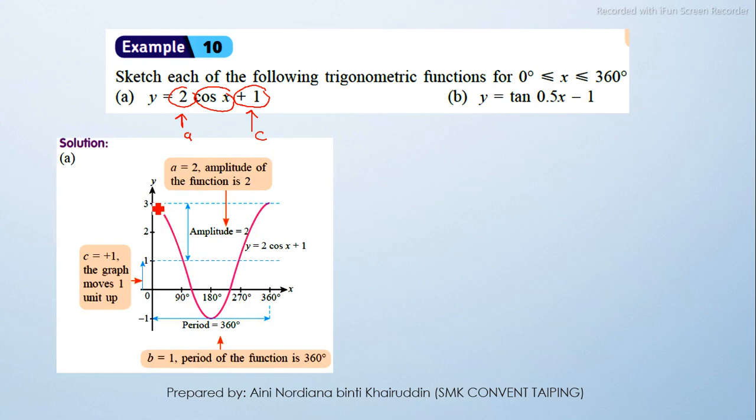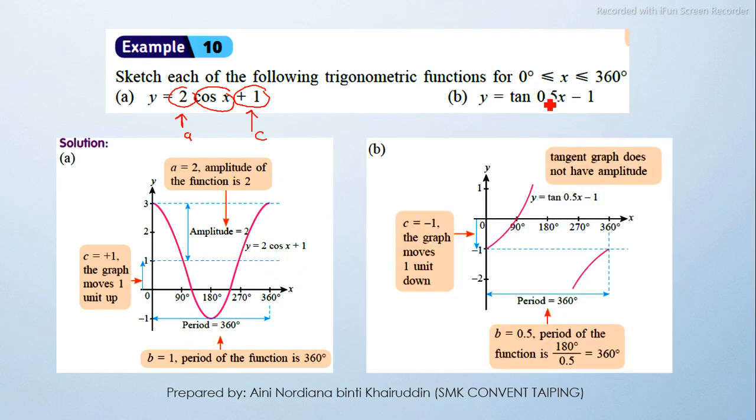So the amplitude, as you can see here, the graph shifts 1 unit, moves up 1 unit. So the amplitude is actually 2. Because of this shift, it becomes 3 here, but actually the amplitude is 2. So this is the answer for A.